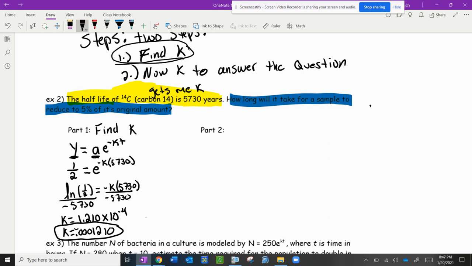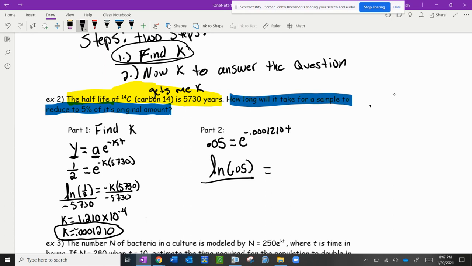Now I'm ready to answer my question. I want to know how long it takes for 5% or 0.05 of my original amount. So this is kind of saying half. Remember, half is just a percent, 50%. So I could have said, I want to know the 50% rate or the half rate. So same thing. I don't have to worry about an initial amount. And I'm going to put this times negative 0.000121 t. Now I'm ready to natural log 0.05.